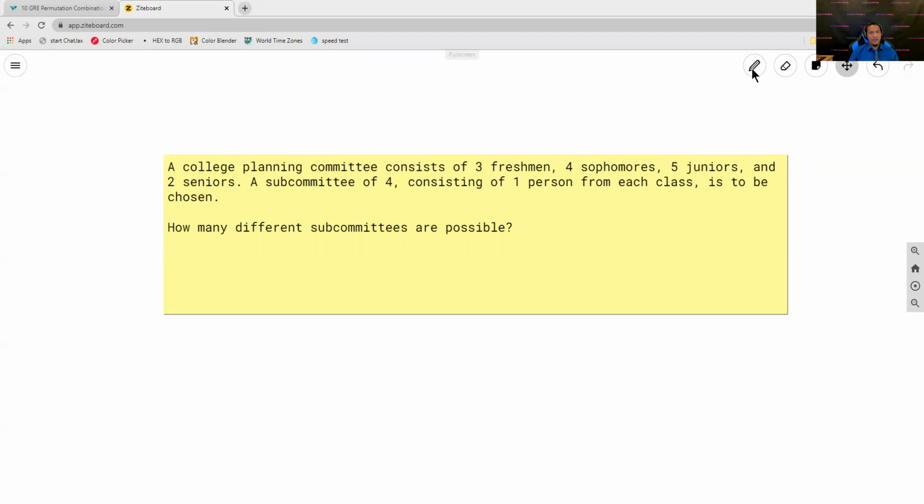All right, so here's how you solve this. You can see that there are 4 different categories, and basically, we have to pick one person from each category. In total, we're going to pick 4 people. In the first spot, I can pick 3 freshmen. In the second spot, I can pick 4 sophomores. In the third spot, I can pick from 5 juniors. And in the fourth spot, I can pick from 2 seniors. So my answer should be 3 times 4 times 5 times 2.